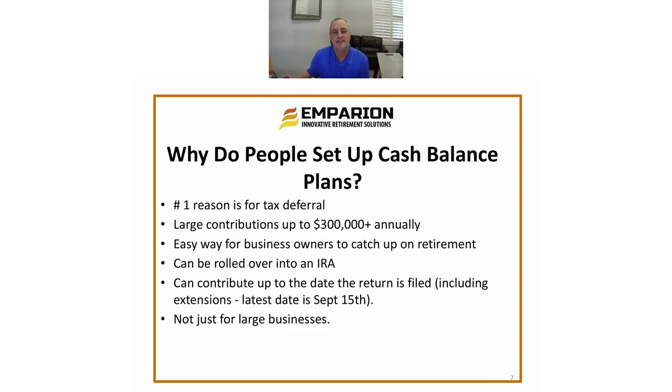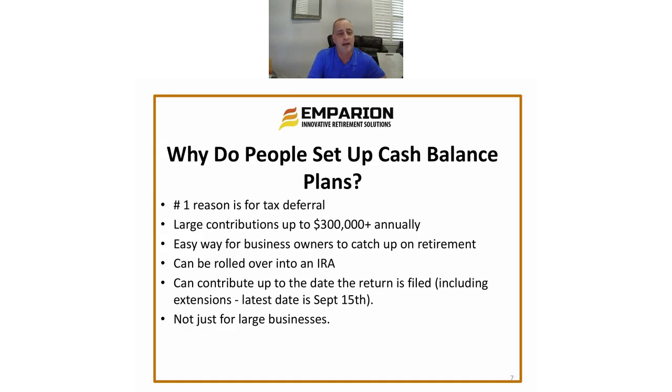Why do people set up the plans? Number one reason is tax deferral. Every dollar you put in will reduce federal and typically state income taxes. Most of our clients are at a 40% tax bracket, so every dollar saves you 40 cents. Large contributions up to $300,000. I just said you can get in up to $500,000, really depending on your situation. $300,000 might be a standard high-end base contribution in that neighborhood, but you could do prior service and a few other tricks to get those contributions a little bit higher.